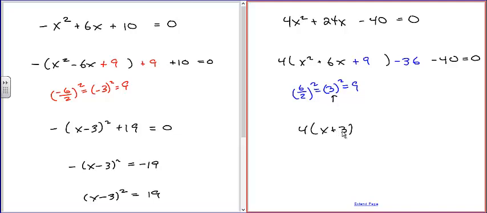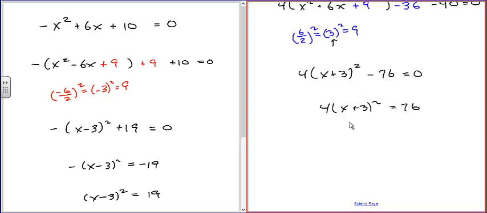Here's the 3 plus 3 squared. And then we have minus 76 equals 0. And again, what we need to get to with this equation is to move this to the other side. Now in physics, in calculus, we might want to solve for the 0. So to do that, we divide both sides by 4.